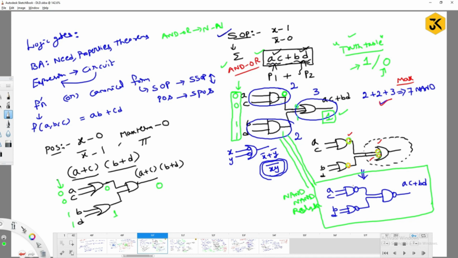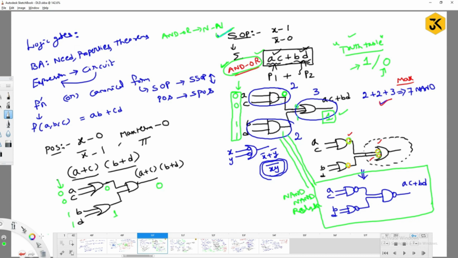But the thing is, if you would like to represent anything in the form of NAND gates, compulsorily it should be in the form of AND-OR representation, and if you would like to represent it in the form of AND-OR representation, compulsorily it should be in the form of sum of products. This is the reason in the last class I discussed the concepts of sum of products and products of sums.